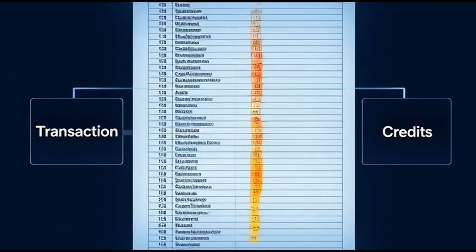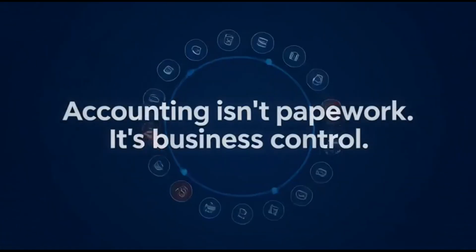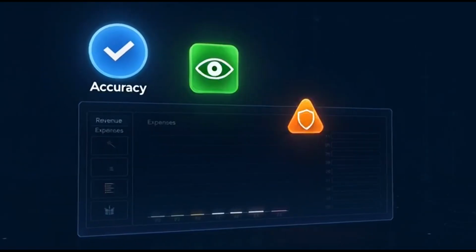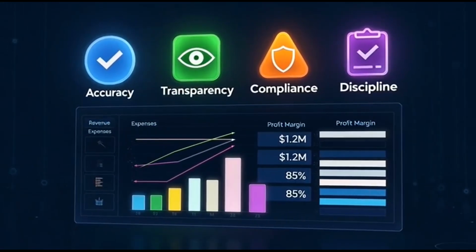The accounting cycle begins with a transaction, which is recorded and classified. After verification and adjustment, reports are generated. The accounting cycle is not just procedure, it is protection. It ensures accuracy, financial discipline, and smarter decision-making.